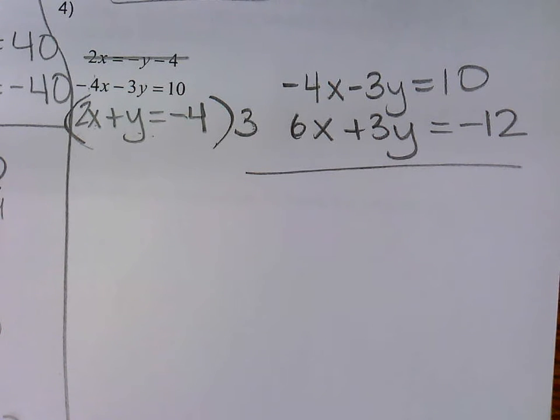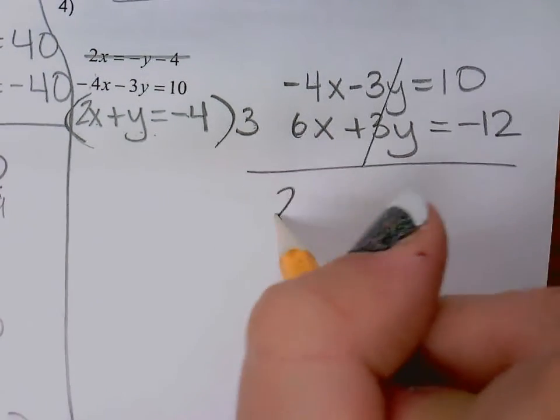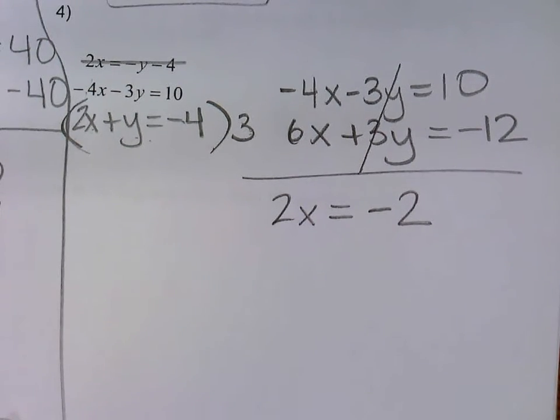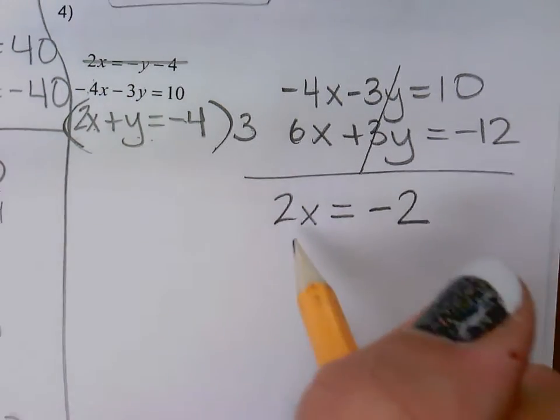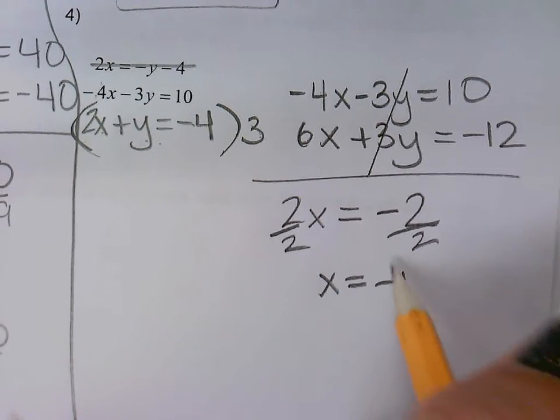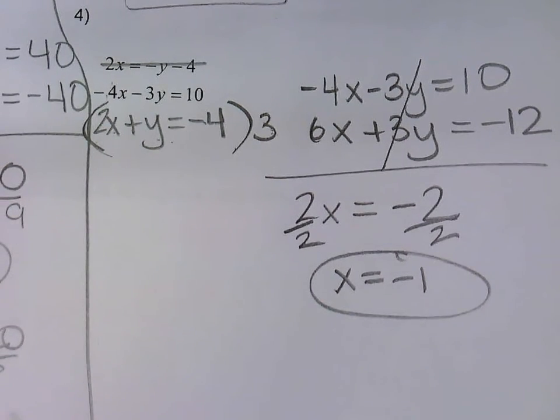You might be making your life a lot harder with fractions or something, but if you stay organized, you should be able to get it. So I'm at 2x equals negative 2. So what would x have to be? Yep. See if you can plug it back into any of the top equations and get your final answer for x and y.